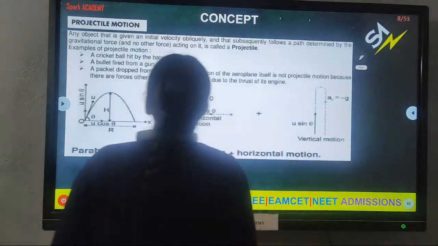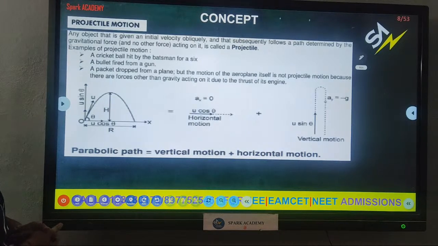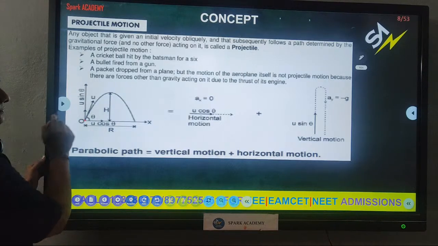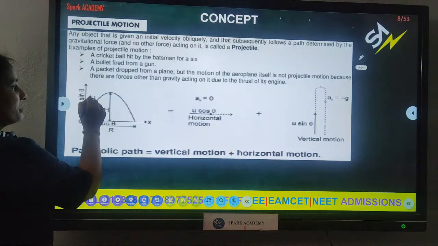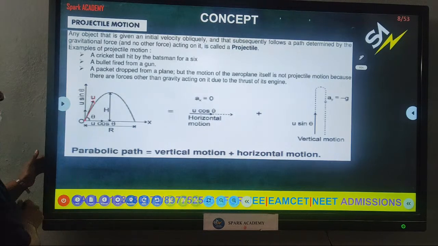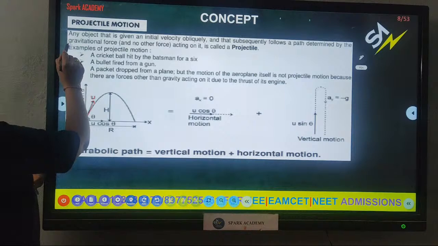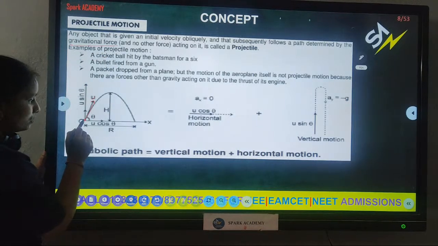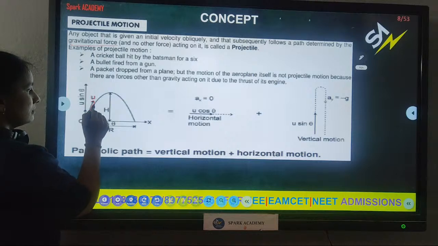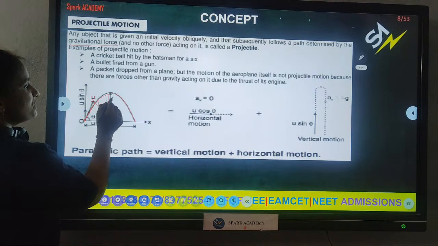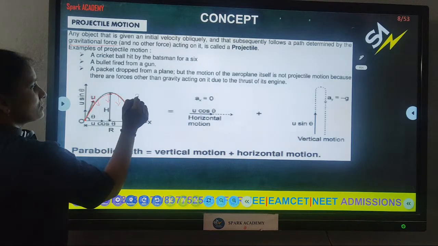So let us see what is projectile motion. Now our concept is projectile motion. If any object is given an initial velocity obliquely, means it is projected from the ground, see here, it is projected from the ground, it is given an initial velocity u, and that subsequently follows a path determined by the gravitational force. So throughout its journey, it follows the path determined by gravitational force.